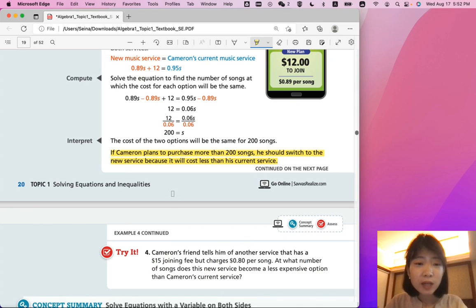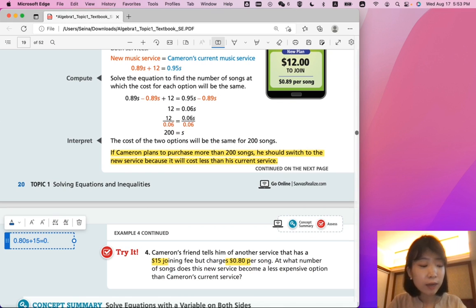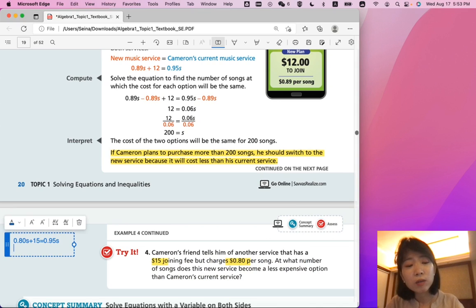Are you ready? So you're going to set up the same equation, except you're going to set up this new joining fee and $0.8 per song, the cost for the song, right? So instead of 0.89, we have 0.80 times S plus 15 of joining fee, and that's equal to 0.95 S in order to see how many songs will make each plan cost the same. And then after that, he'll be able to get a better option.